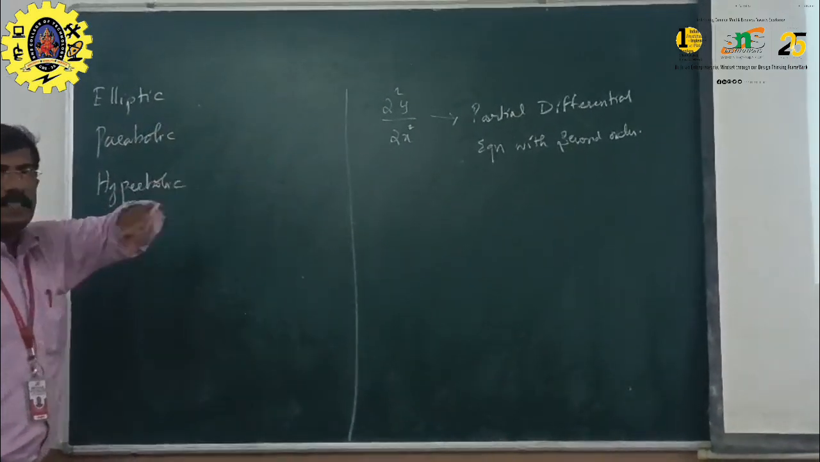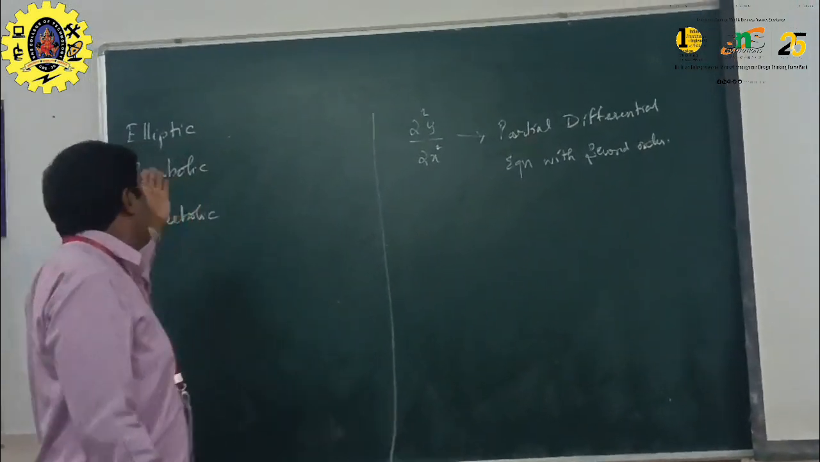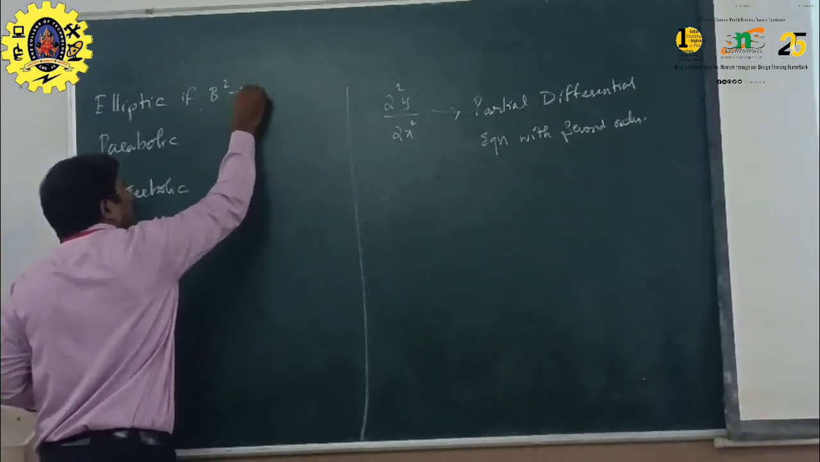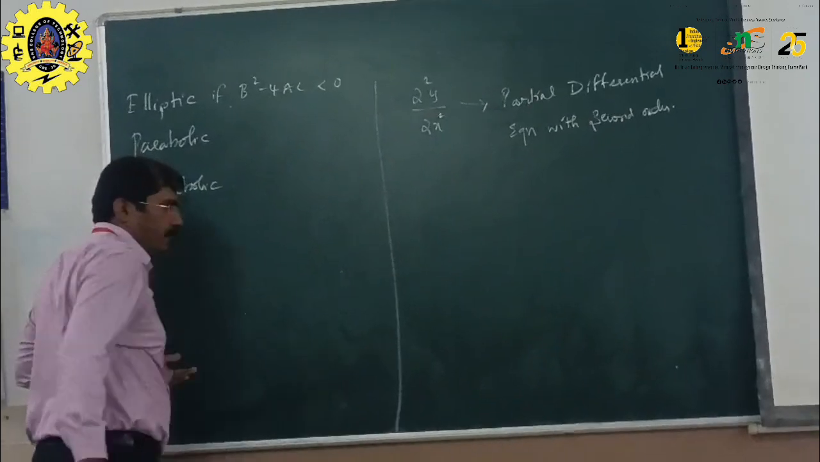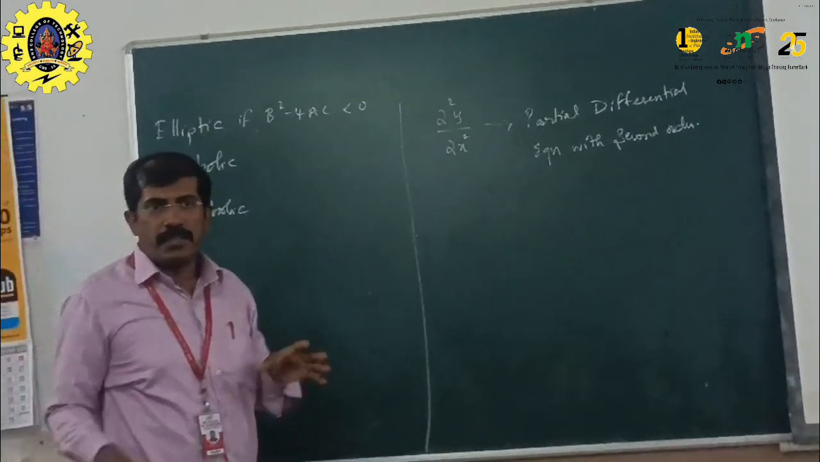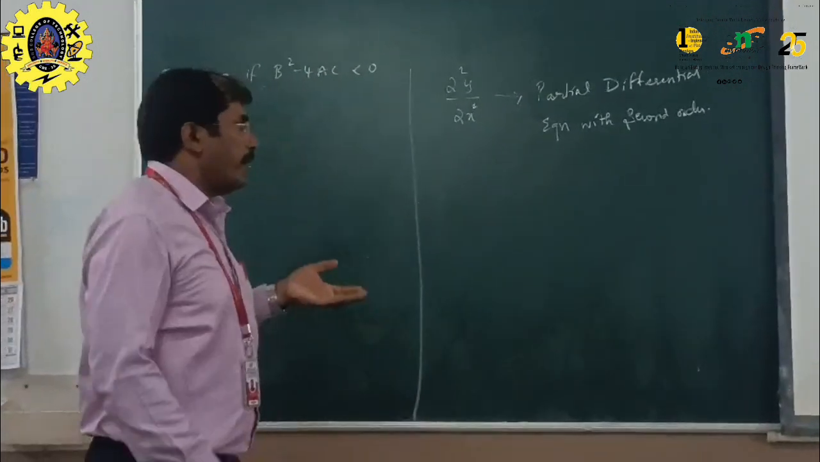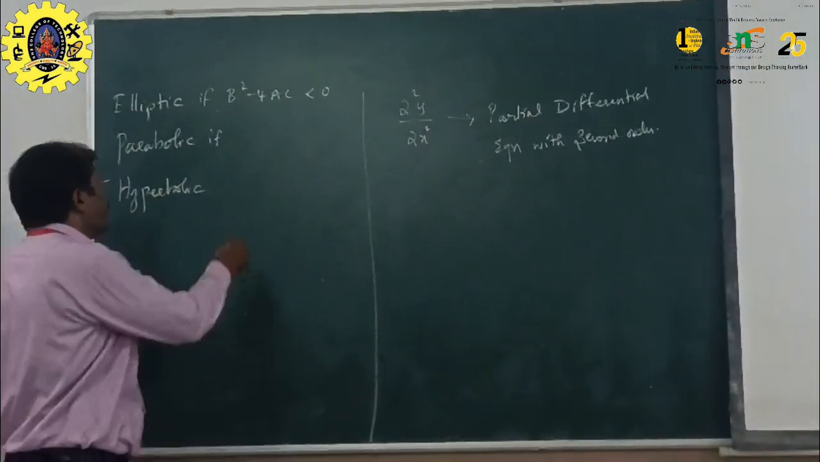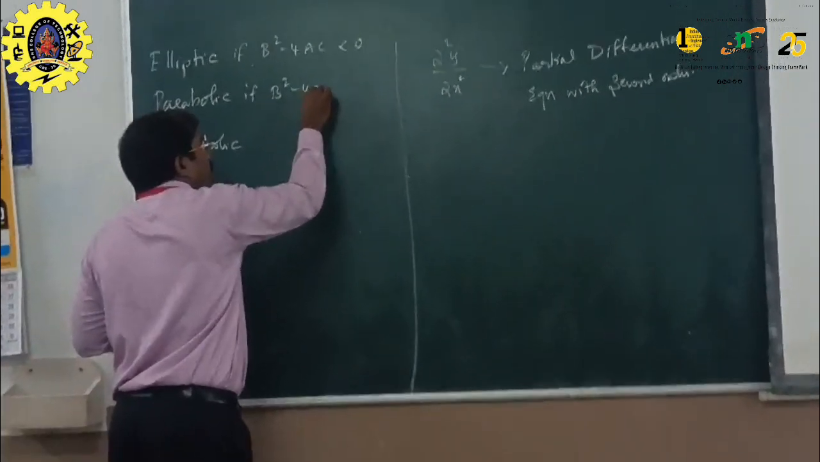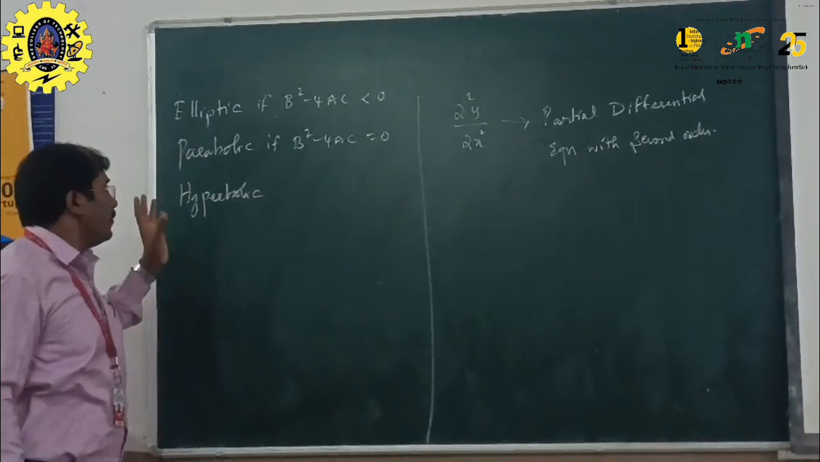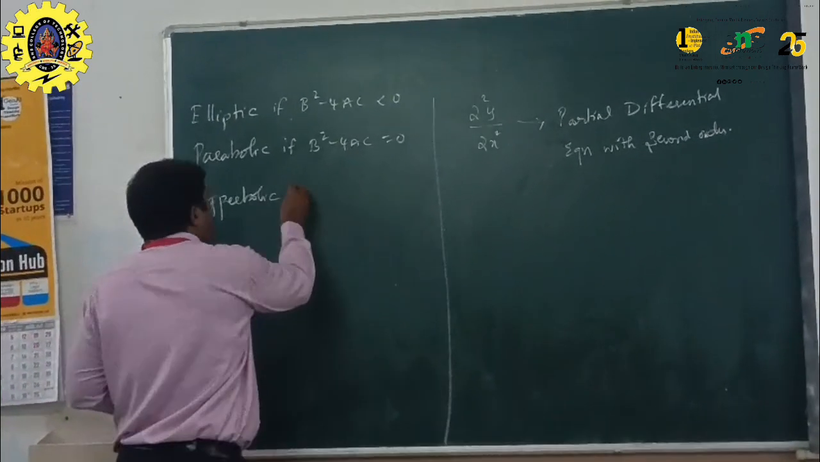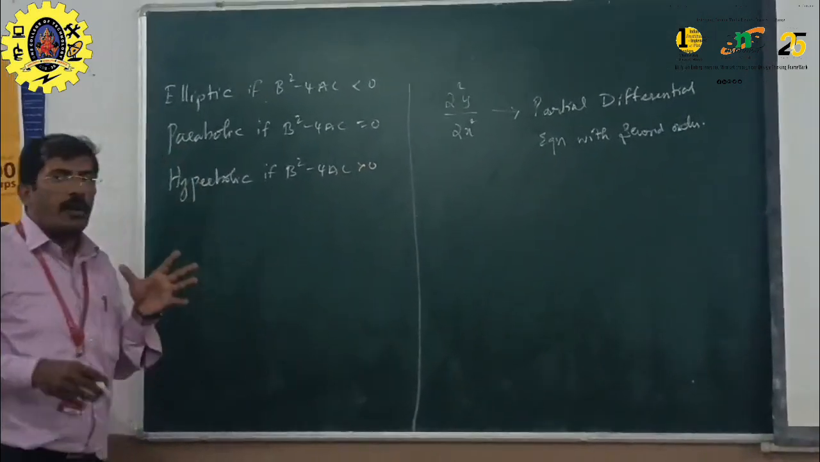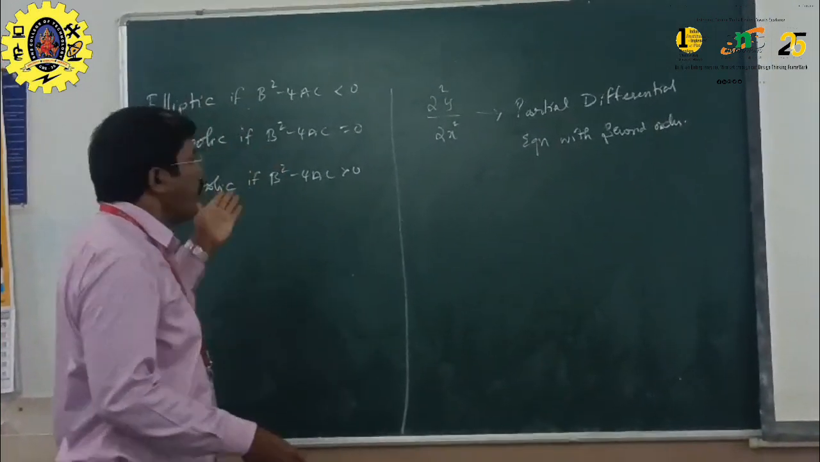So the partial differential equation is called an elliptic equation if b² − 4ac is less than 0. We will talk about what a, b, c are; these are coefficients in the given partial differential equation. It is called parabolic if b² − 4ac is equal to 0. And if it is greater than 0, it is called hyperbolic. So your partial differential equation can be any one of these kinds.